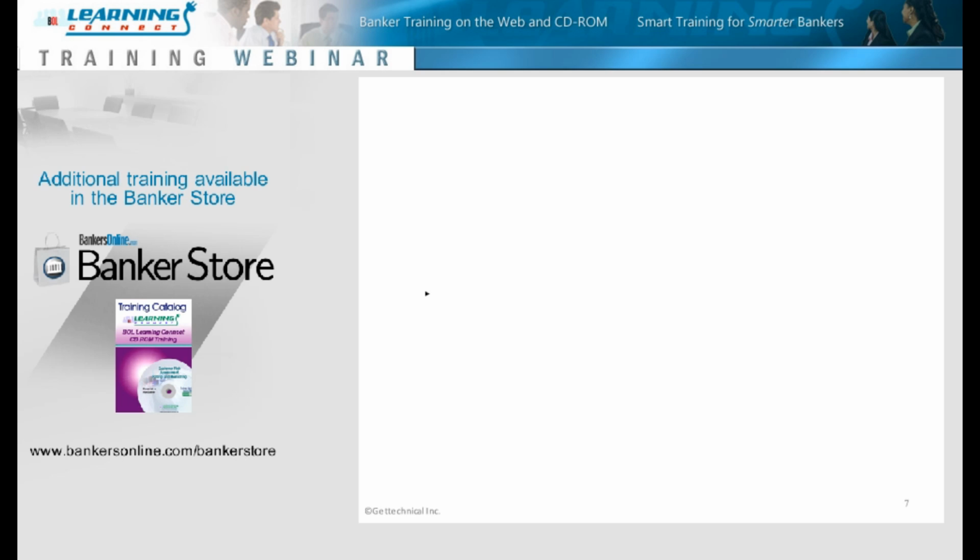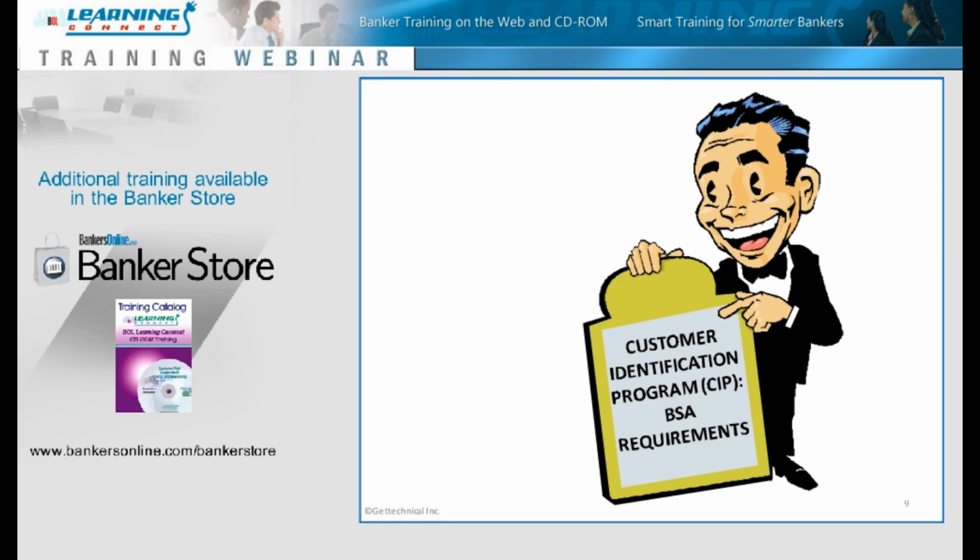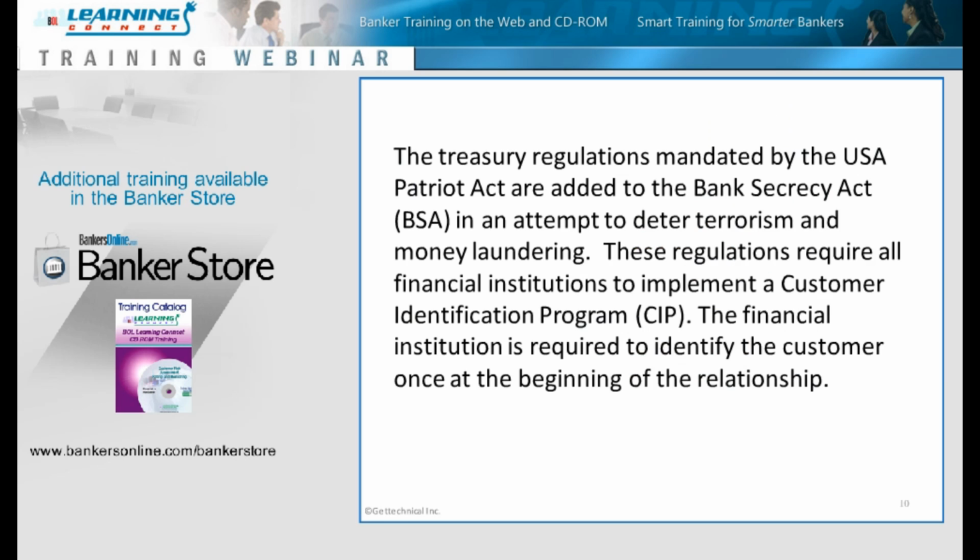So again, as we mentioned earlier, it did start with the U.S. Patriot Act, where President Bush signed that bill into law, and this resulting thing that we call Customer Identification Program. It is a part of the BSA now, and these regulations are required that you follow them, of course, and they are a part of this plan to deter terrorism and money laundering, to make sure that all financial institutions know who they are doing business with.